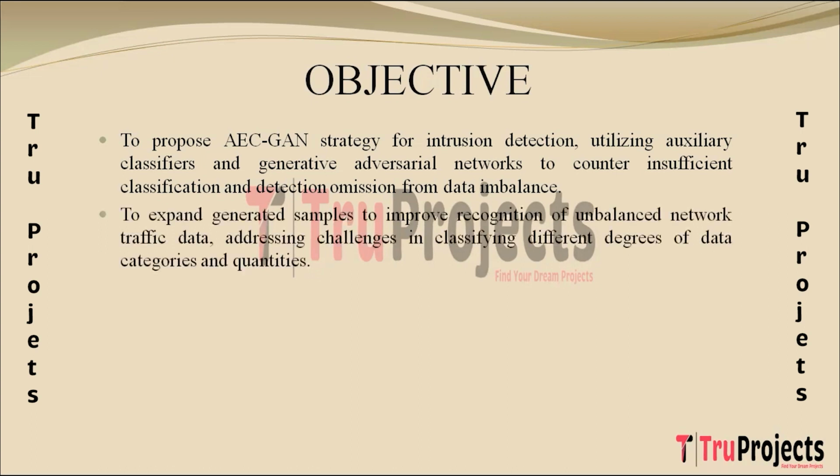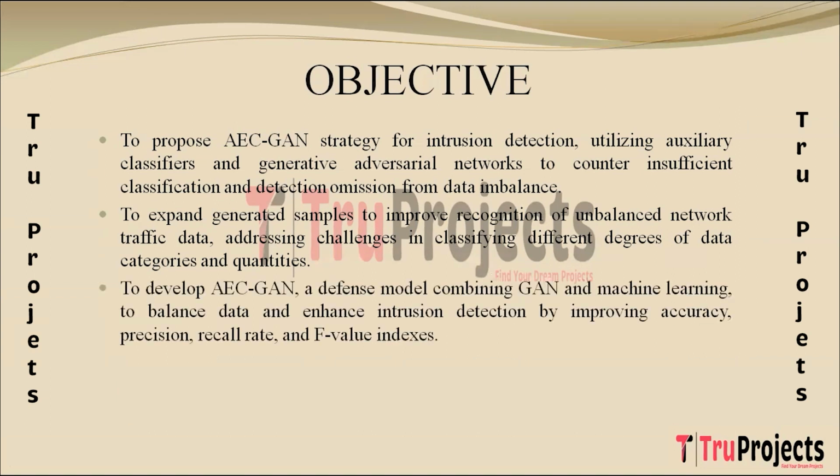We aim to expand generated samples to enhance recognition of unbalanced network traffic for improved intrusion detection. Unbalanced network traffic data poses challenges in recognizing different degrees of intrusion patterns, and ACGAN tackles this issue by expanding the dataset through GAN-generated samples. By introducing synthetic instances that capture a wider range of intrusion scenarios, the model becomes more adept at recognizing the diverse nature of network traffic data. This expanded dataset helps the model generalize better, ensuring improved recognition accuracy across various degrees of data categories and quantities, therefore enhancing the overall efficacy of intrusion detection.